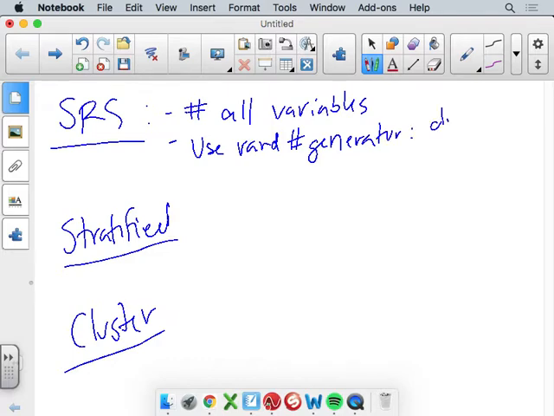such as dice, calculator, coin, and then use sample. Alright, so that's pretty basic.